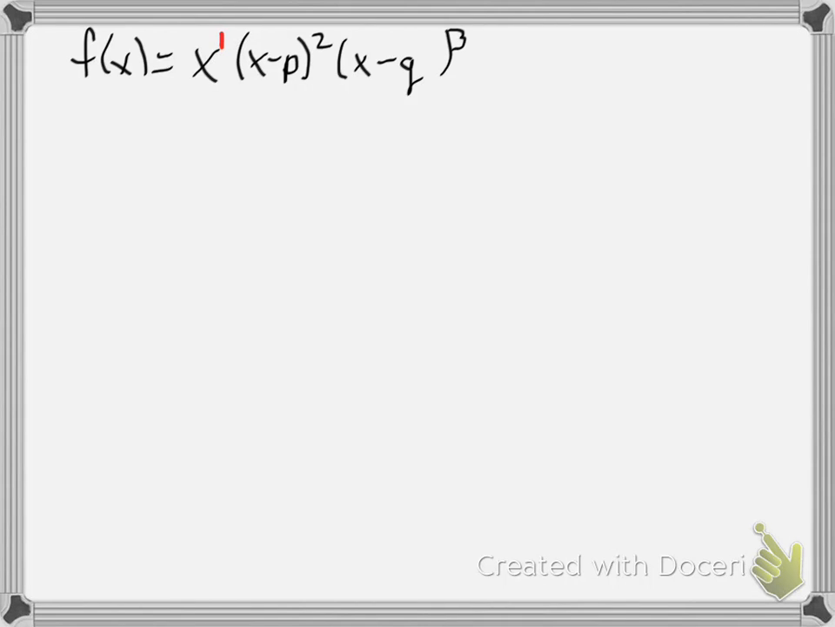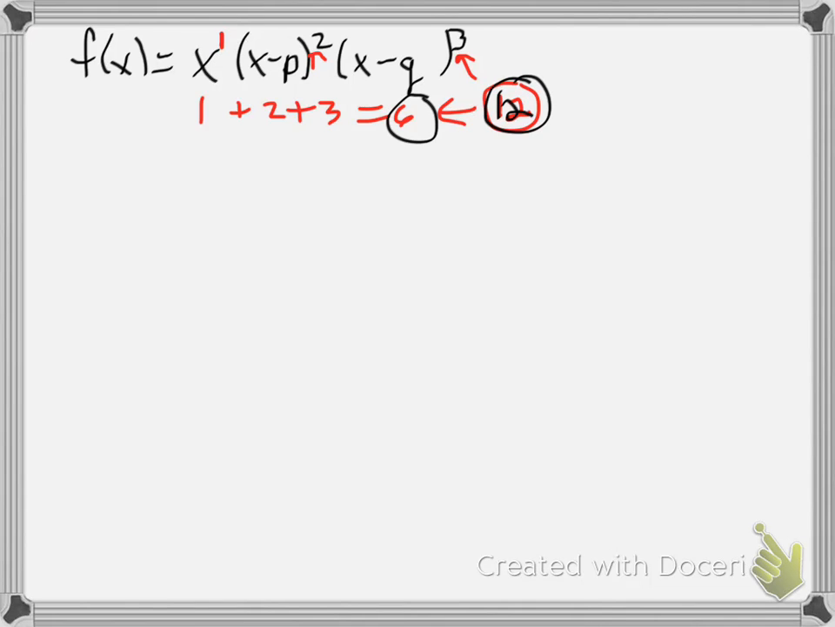So the first thing it says is how many zeros does it have? Well, let's check the powers. We've got a 1 plus another 2 plus a 3 here. So that's 6. So for number 12, there's our answer for number 12.